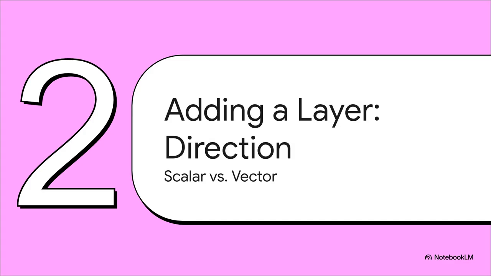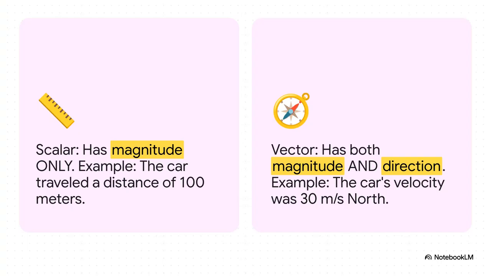Okay, so we've got our building blocks. But sometimes, just knowing how much of something isn't the whole story. Sometimes, you also need to know which way. And this brings us to another crucial idea, the difference between scalars and vectors. This is a really important distinction.